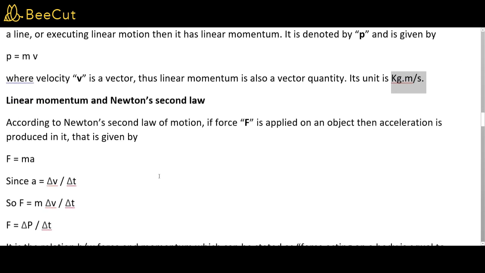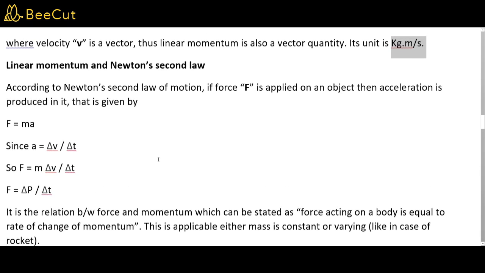Now we see the relationship between linear momentum and Newton's second law. Newton's second law states that if any body is subjected to an external force, that force produces acceleration in that body, given by F = ma. Acceleration is the rate of change of velocity with respect to time. If we substitute this value of a in F = ma, we get F = m delta v by delta t.